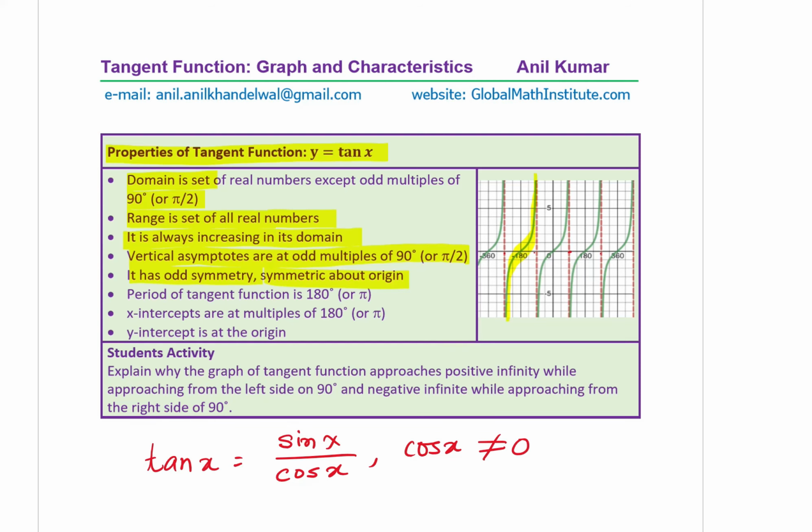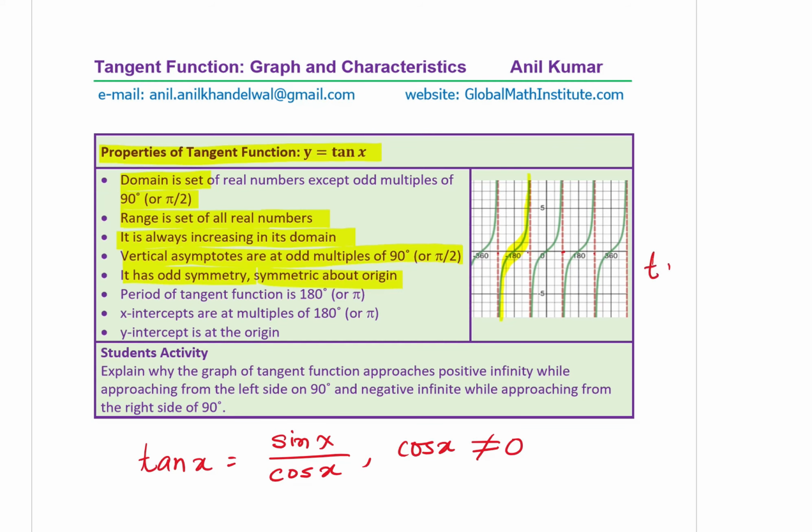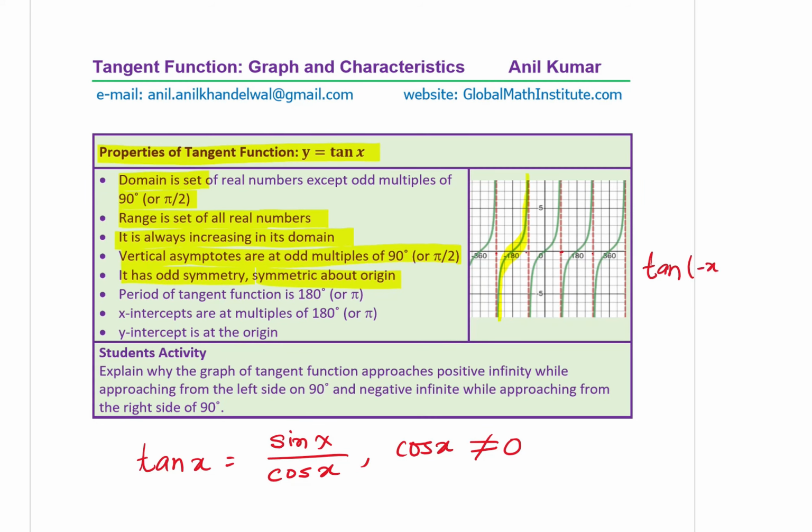Now, just as sine function, tangent function has odd symmetry. It is symmetric about the origin. When I say odd symmetry, it means what? It really means that tangent of minus x should be equal to minus tan x, correct? That is what is meant by odd symmetry. Now, the period of tangent function is pi or 180 degrees. The x-intercepts are where the sine values are 0, right? Those are the x-intercepts, and these are at multiples of 180 degrees or n pi. The y-intercept is at the origin.